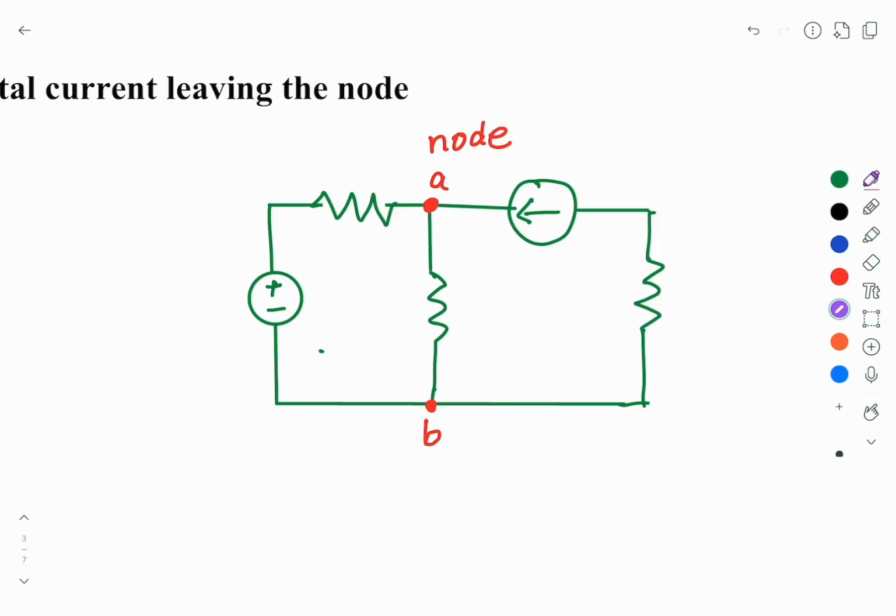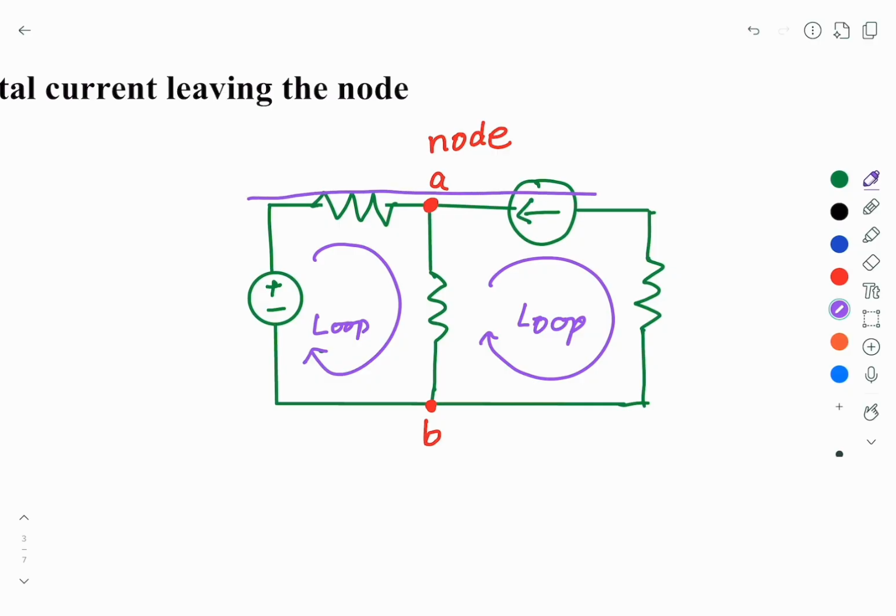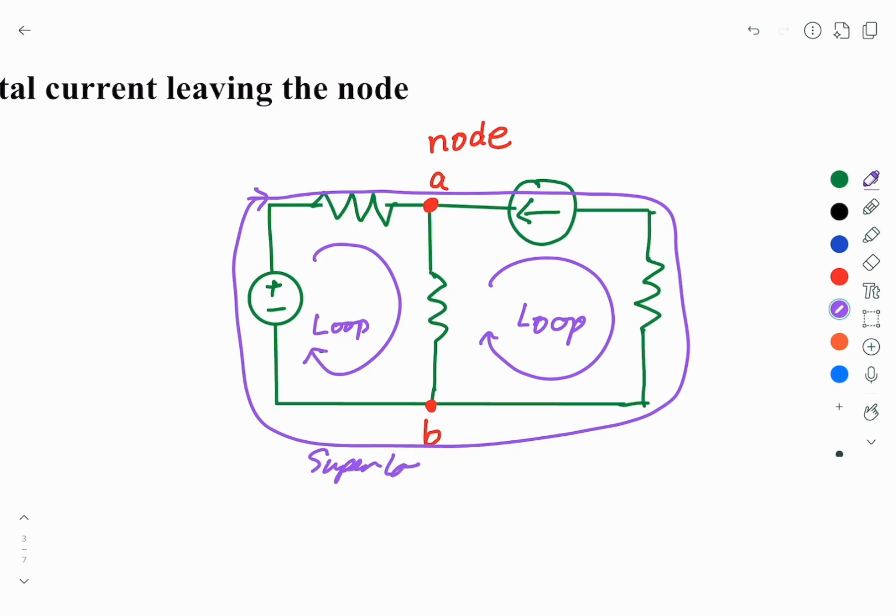Next, we want to find what we call the loop. This is called a loop. This is also called a loop. And you can always see, if you consider the outside here, this is another loop. And we give this a special name. We call this the super loop.